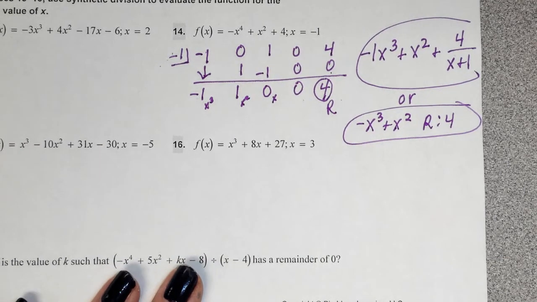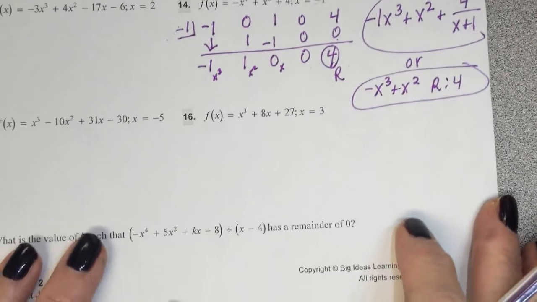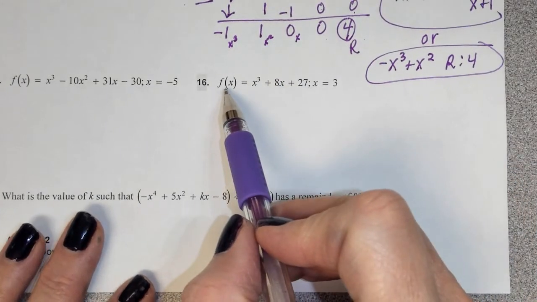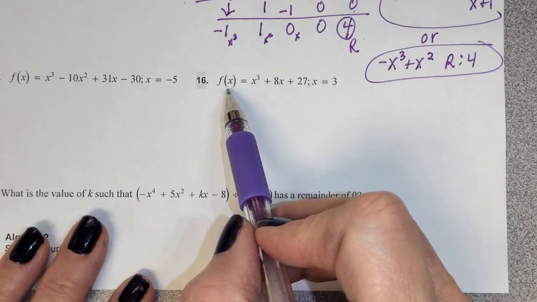How many people got that right on their own? All right, pretty good. Let's try one more. Try 16, see if you can get it. Little trick with it, be careful.